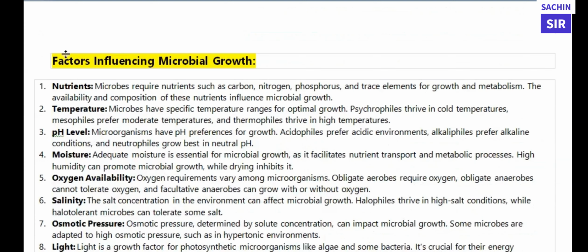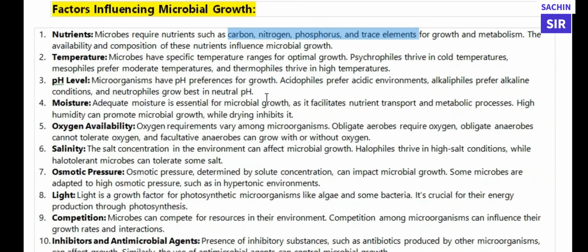Factors influencing microbial growth. Nutrients. Microbes require nutrients such as carbon, nitrogen, phosphorus, and trace elements for growth and metabolism. The availability and composition of these nutrients influence microbial growth. Temperature. Microbes have specific temperature ranges for optimal growth. Psychrophiles thrive in cold temperatures, mesophiles prefer moderate temperatures, and thermophiles thrive in high temperatures.